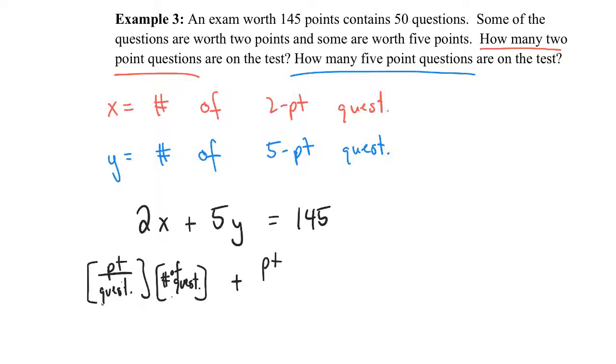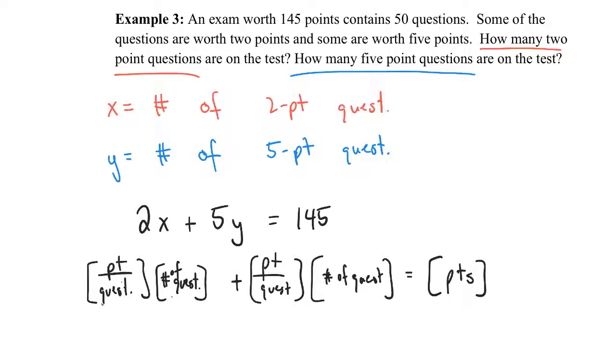And then this is again points per question times the number of questions. And this unit is points. So just make sense of it. Number of questions cancel. I get points plus points equals points. My units always have to match up for these problems to make sense. They have to. Okay, and again, 2 points per question, x questions, plus 5 points per question times y questions equals 145 points. That's the first equation of 2.